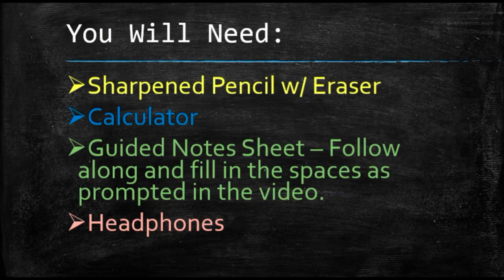You will need a sharpened pencil with an eraser, a calculator, your guided notes sheet, and of course your headphones. You'll follow along and fill in the spaces as prompted in the video. If you're missing any of these items, please pause the video, go retrieve them, and resume the video when you get back.